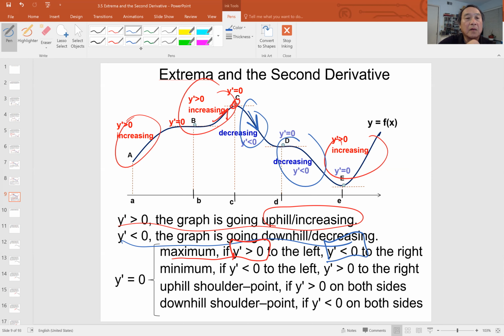For a minimum, it's the other way around: you go down and come up. And then you have the shoulder points, where you go up, but then you go up again. It just flattens out at those two shoulder points, but you continue on going uphill or downhill. So these are what the first derivative tells us about the graph. Now let's take a look at the second derivative.